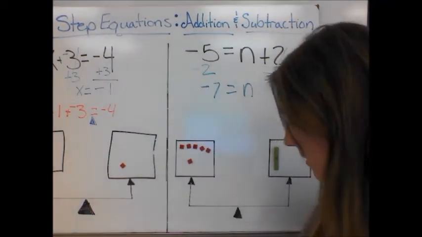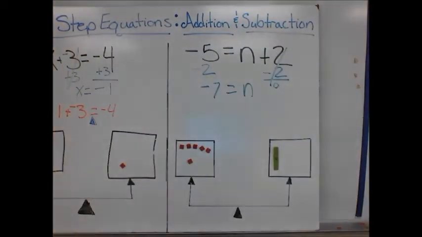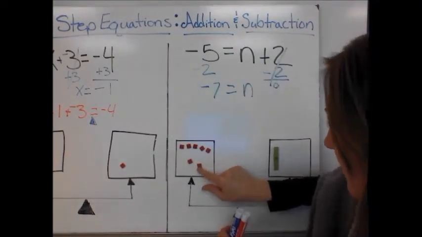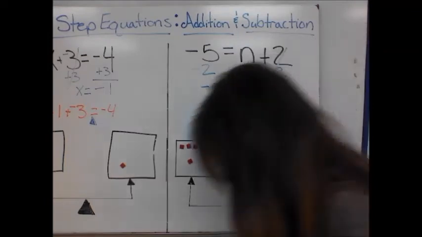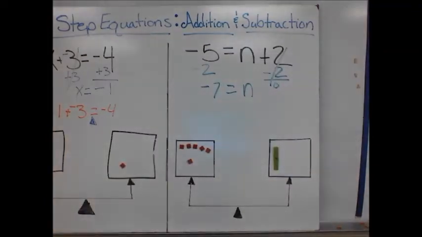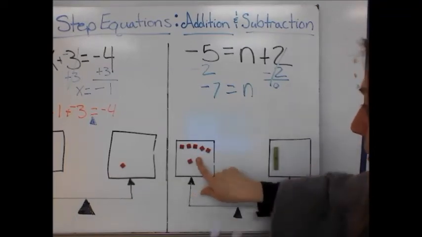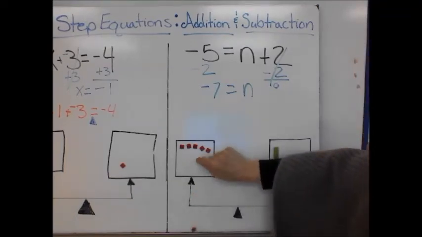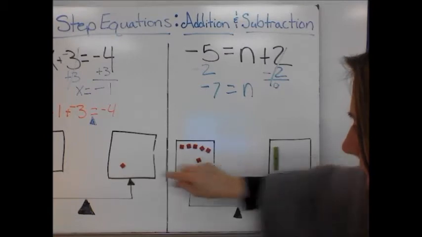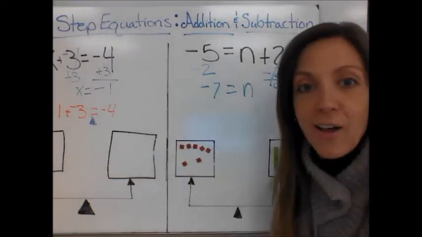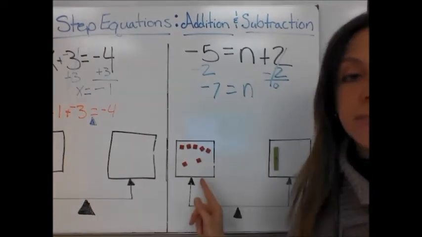Which leaves me with n equals negative 7. Negative 7. There we go. We can see it now. Yay. N equals negative 7.